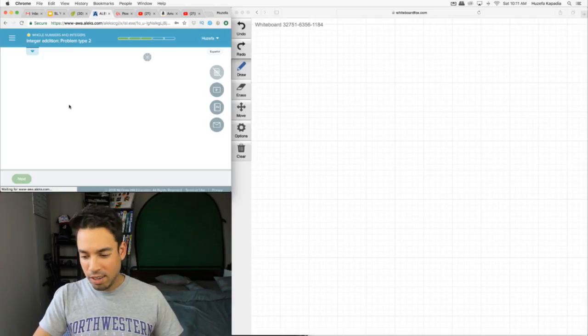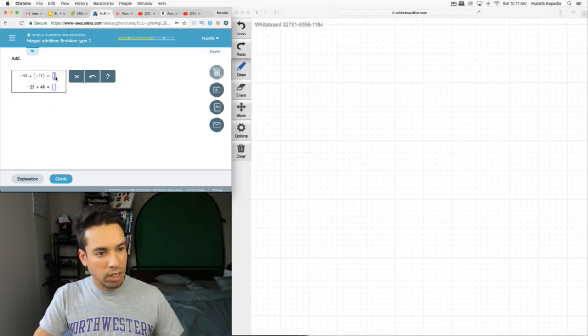All right, just waiting for this to load. It's going to load. Cool. Negative 55 plus negative 32 is negative 87. Negative 24 plus positive 48 is positive 24, right? It's a subtraction problem. Make sure my math is correct. I think it's good.